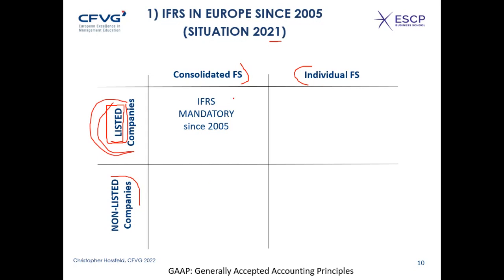Okay, so listed companies have to apply IFRS since 2005, but only for their consolidated financial statements, not for their so-called individual or separate financial statements. Therefore, my next question: what are consolidated financial statements? What is the difference between consolidated financial statements and individual or separate financial statements? Has anyone an idea? What are consolidated statements compared to individual ones? No, no idea. Well, someone is writing.